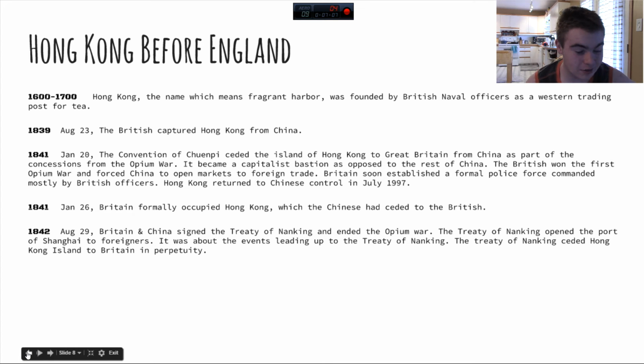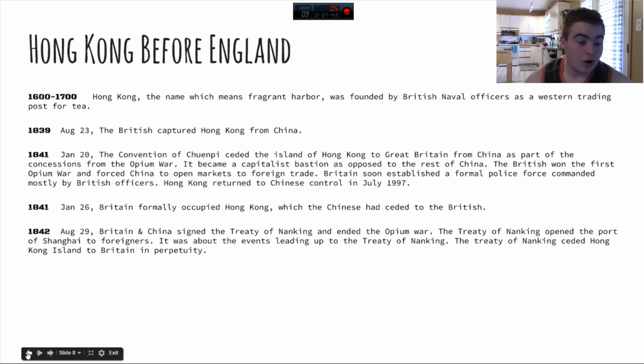On January 20th, 1841, the Convention of Chuenpi ceded the island of Hong Kong from China to Great Britain as part of the concessions of the Opium War.